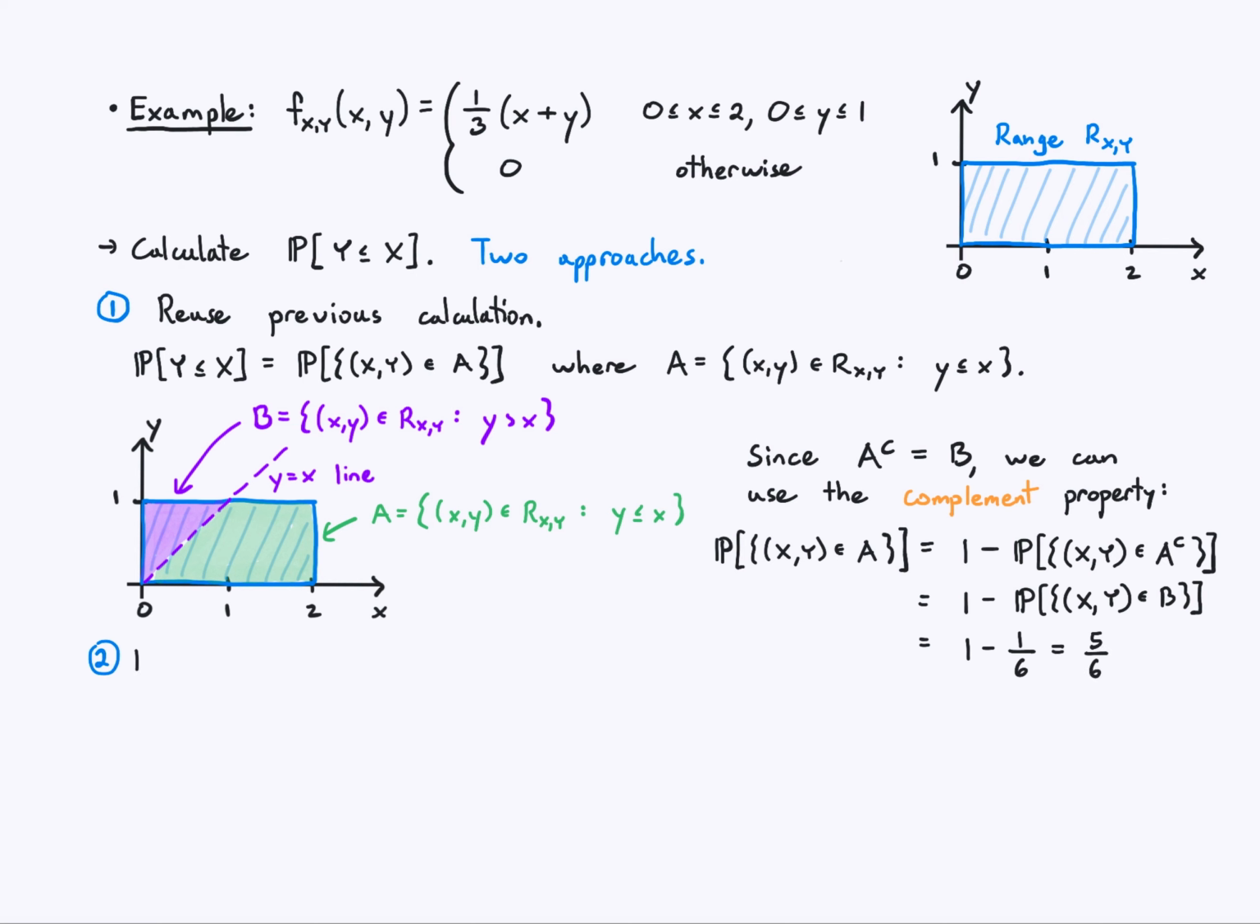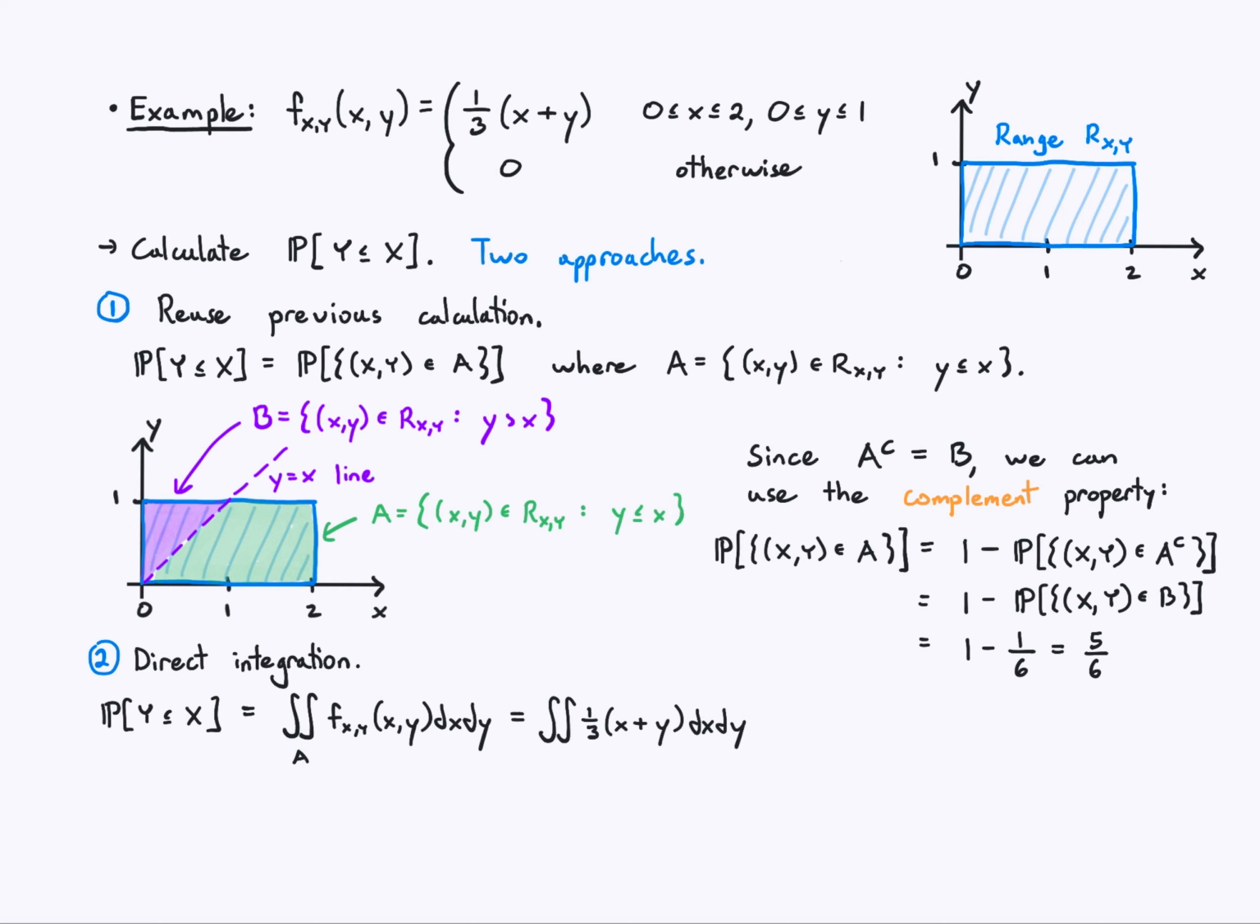How could I have gotten this directly? Well, I could just directly integrate across this region A. So I would get the probability that y is less than or equal to x. That's just integrating the joint PDF across the region A, with respect to x and then y. And then I would go, so let's figure this out. I'm going to plug in the joint PDF, and then I have to figure out the integration region. This is the tricky part.